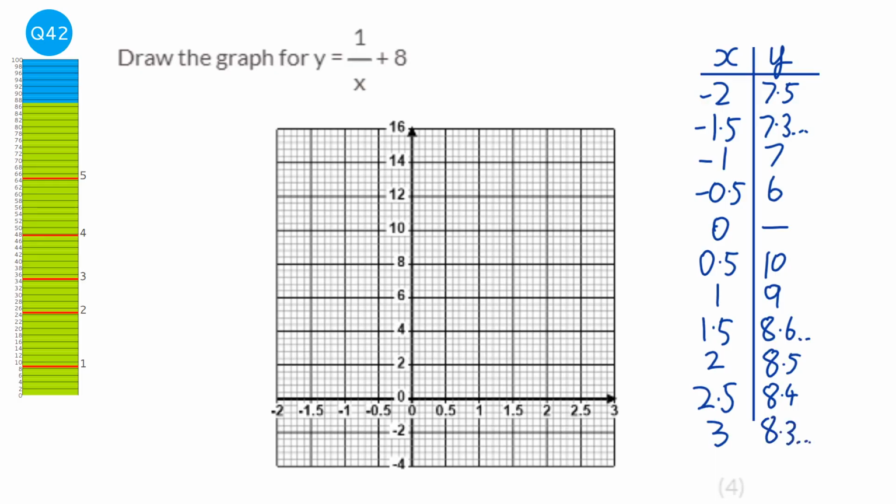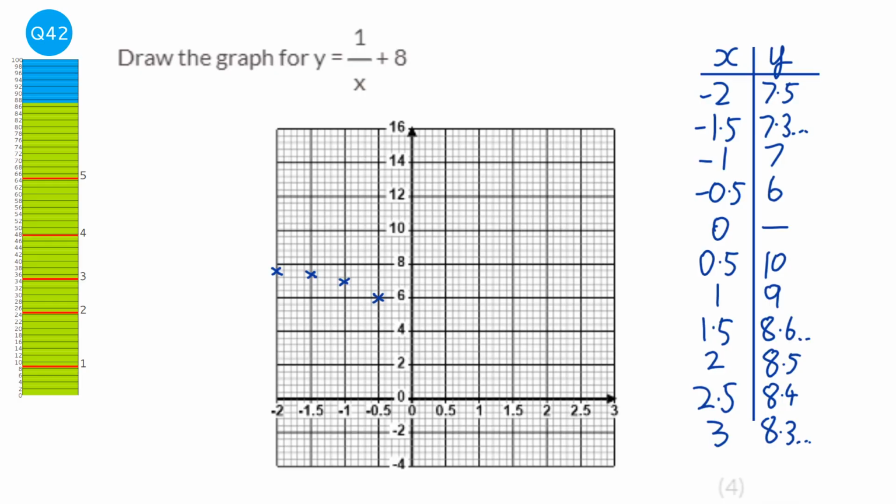Okay, now we start plotting this, and this is not going to be easy because the scale is going up in 2s, so 7.5 would be about 3/4 of the way up here. Then we've got 7.3, which would be slightly lower. Then we've got 7, which will be slightly lower. Then we've got 6, which would be a lot lower.